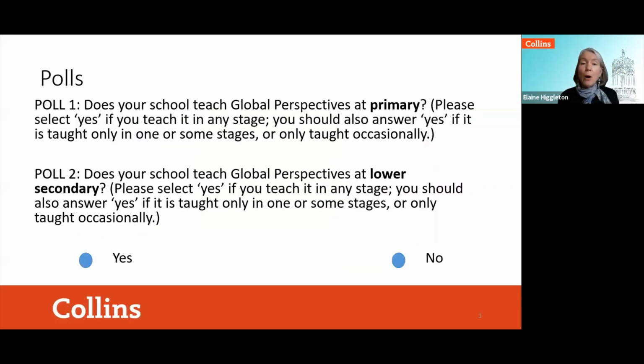I'd like to start with a couple of polls, if I may. We'd like to know a little bit about how many of you are currently teaching global perspectives at primary and at lower secondary in your school. Please answer yes, even if you only teach part of the framework or only teach perhaps an hour of global perspectives a week. Only answer no if you don't teach any at all. Okay, so remember to use the poll function, which is at the bottom of your menu. Looks like we're getting a good amount of people putting their votes in, so I'll leave it up there for a few more seconds.